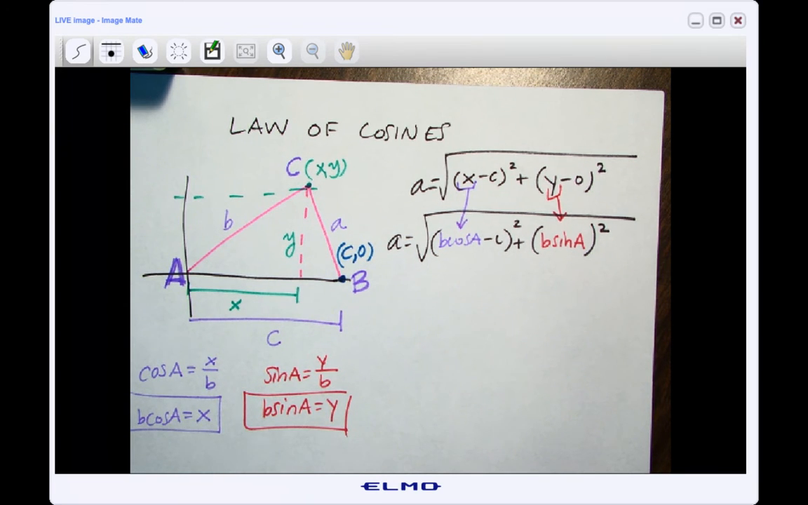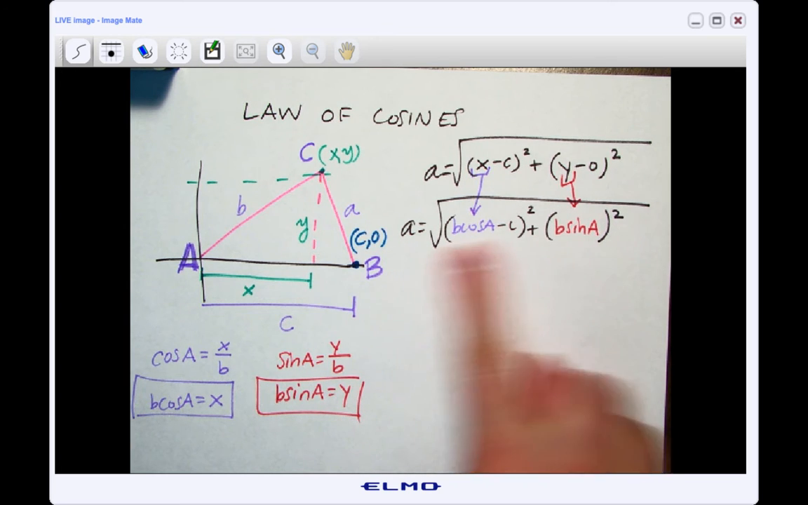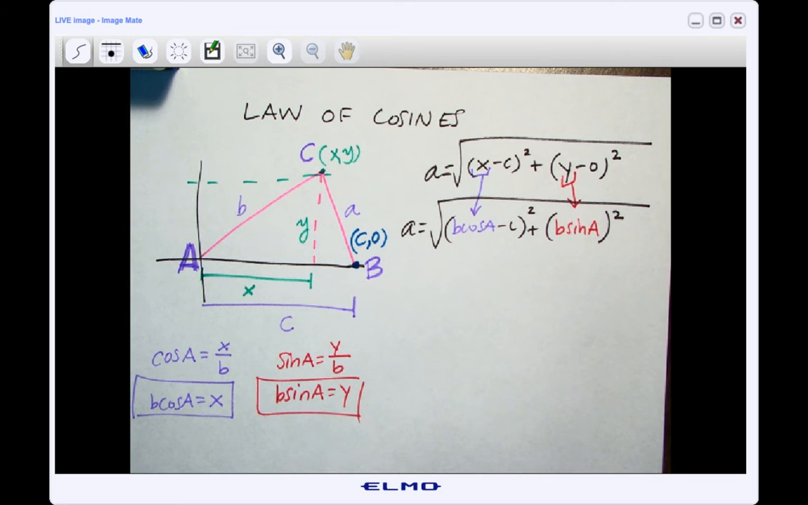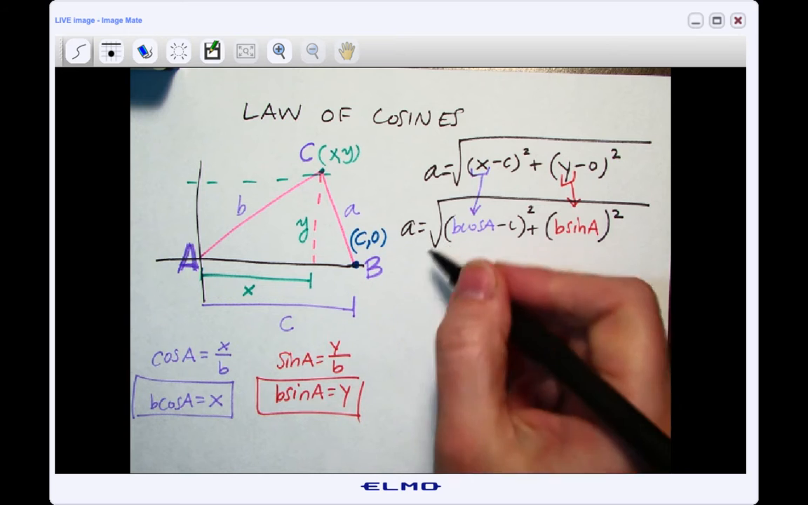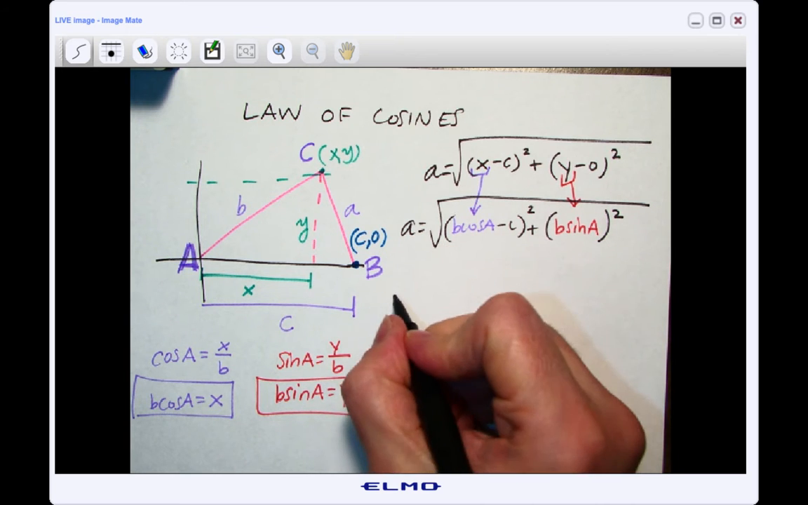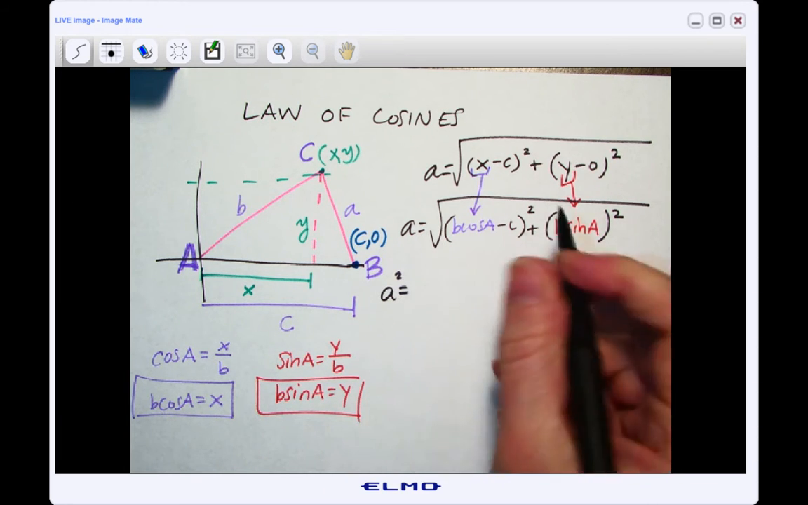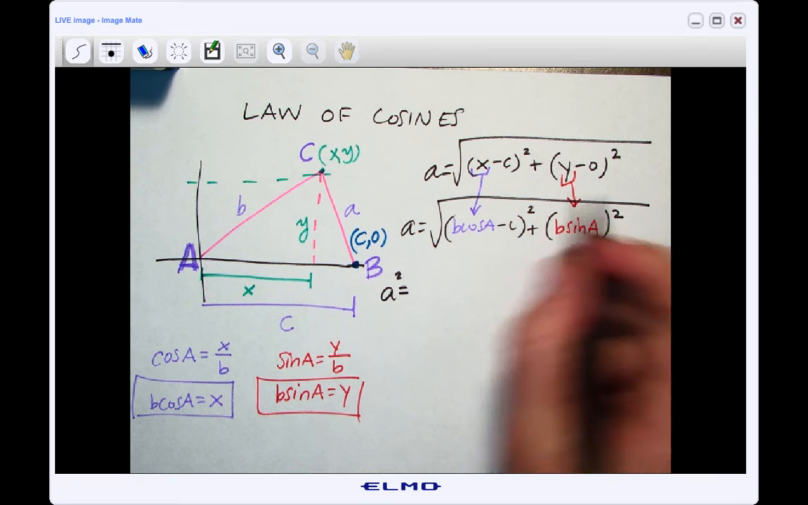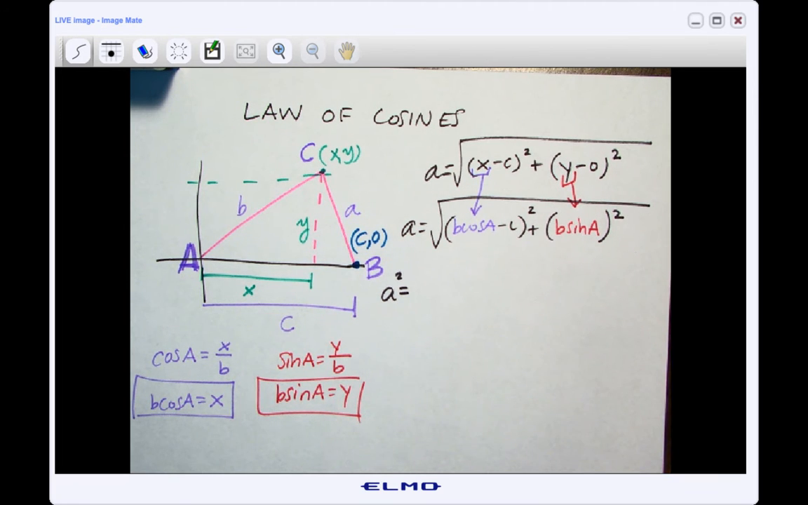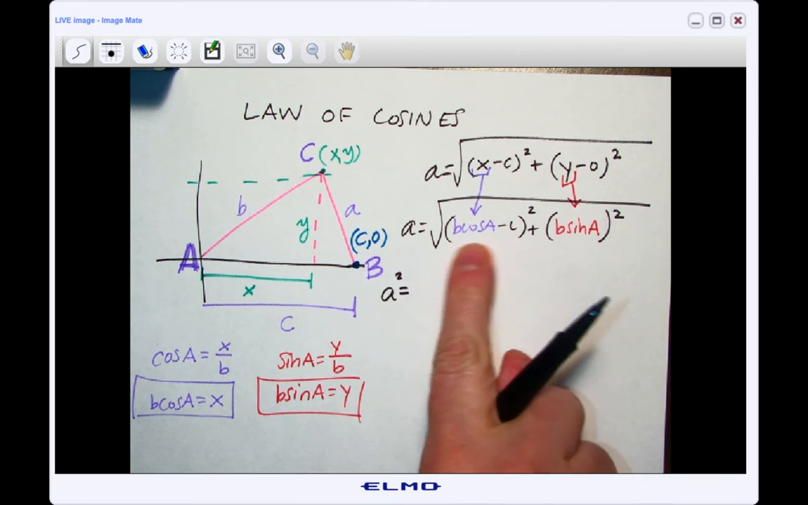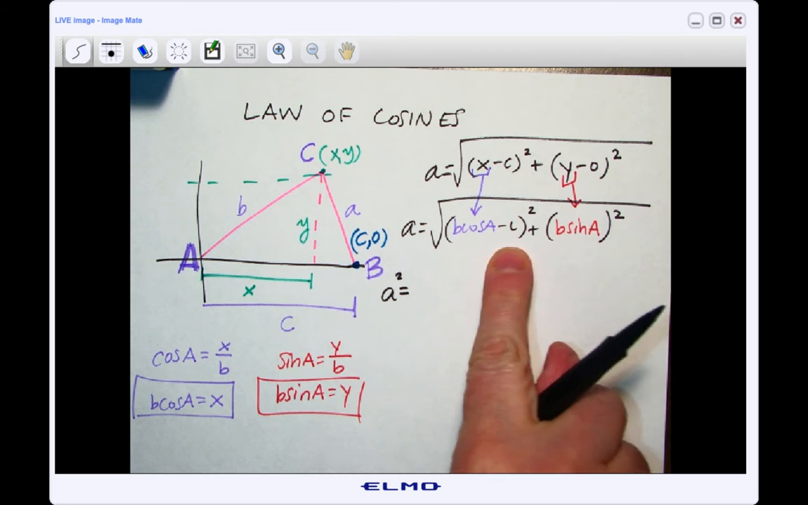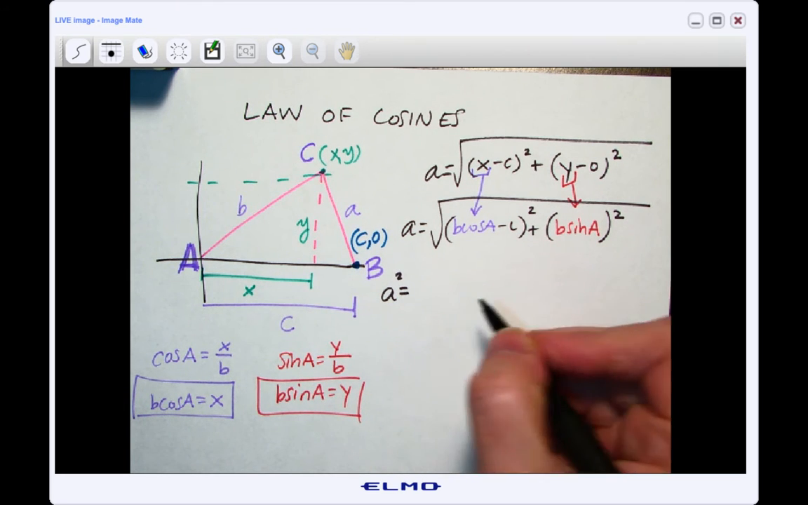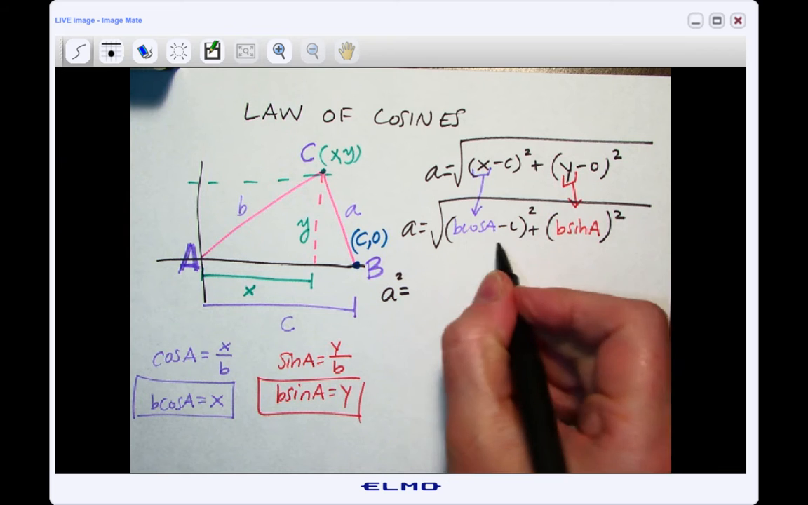Okay, so now what am I going to do? I'm going to simplify this as best I can. You ready? So to get rid of the square root, I'm going to square it. So we'll say a squared is equal to, so that gets rid of this radical. I squared both sides. Now we'll square this little thing. I'm just going to do it all in one step to save myself a little bit of writing. Now, hopefully everybody knows we have to FOIL this.